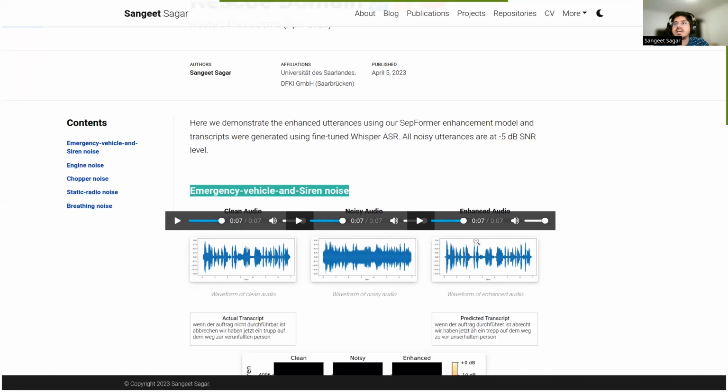And let's see the enhanced audio that was cleaned by the Subformer enhancement module.